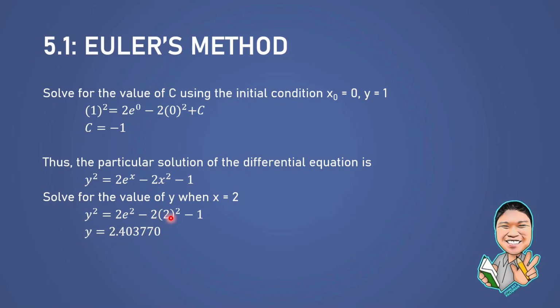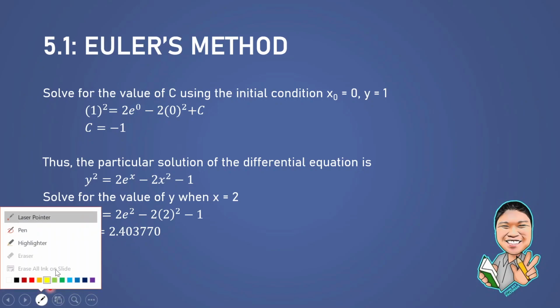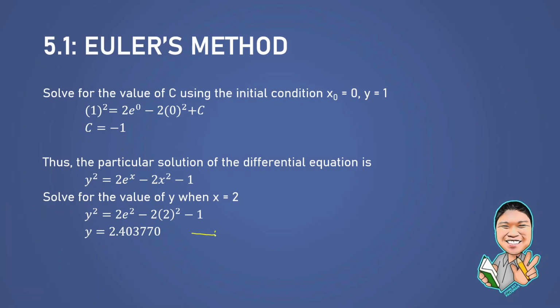So, just evaluate this, then take the square root because it is squared. So y is equal to 2.403770. So this is our analytical or true answer. Remember this value, because in our future discussions for this chapter, it will keep appearing. So I will put it as the analytical or true, or of course, exact answer, because this answer is based on our basic understanding of differential equations.